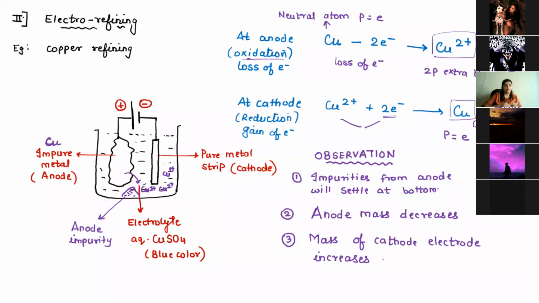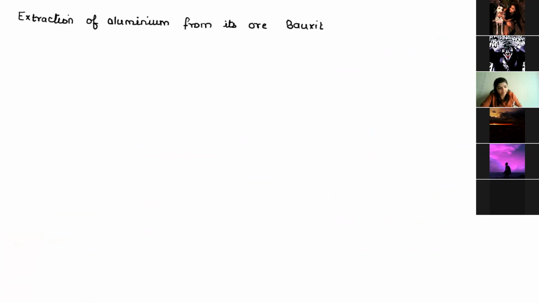So let's go to the next subtopic, which is extraction of aluminium from its ore, bauxite, or to be precise, from molten alumina.